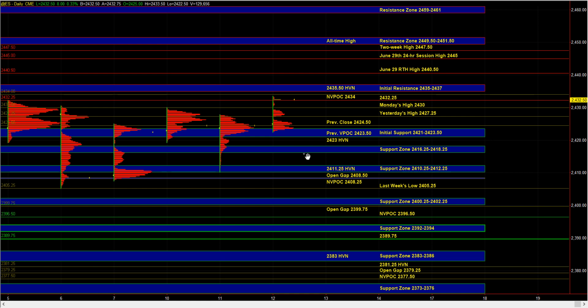So those are the main ideas heading into the open. Let's see if the buy side can maintain the strength that we've seen in the overnight session. Let's see if this breakout attempt turns into a bigger move to the upside, and we'll take it from there.